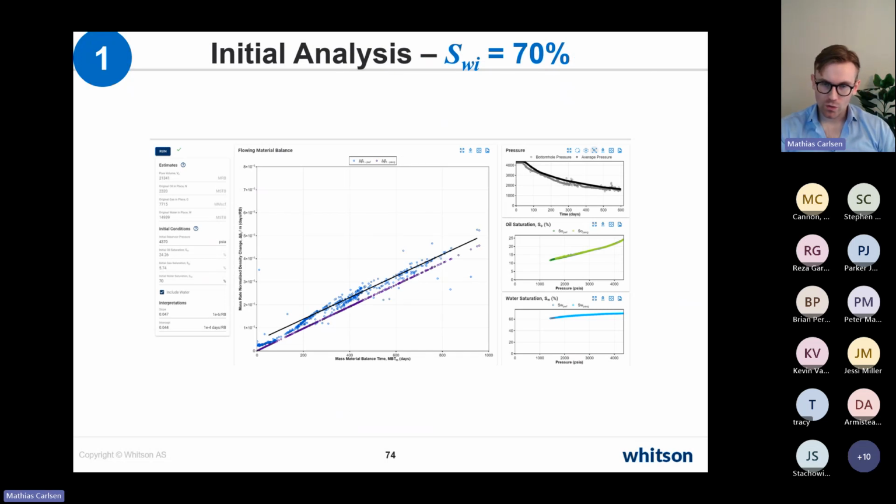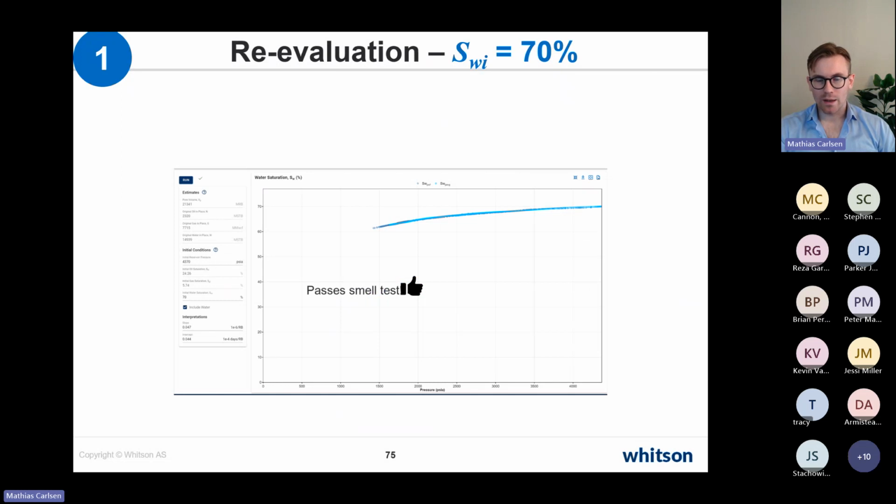We redid the analysis. All the stuff was basically the same. The interpretation line was similar. All the other checks were passing well, and the smell test is now passed. We see what we would more typically expect, that the water saturation is changing from roughly 70%, maybe down to 63 or something like that. So we see a relatively small difference in water saturation. So that's the one way.